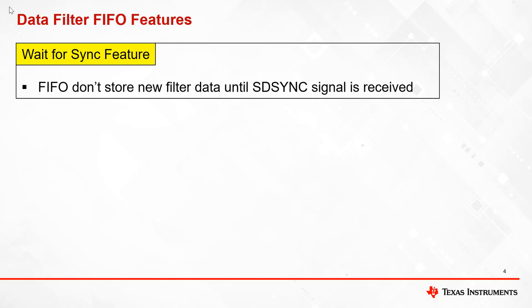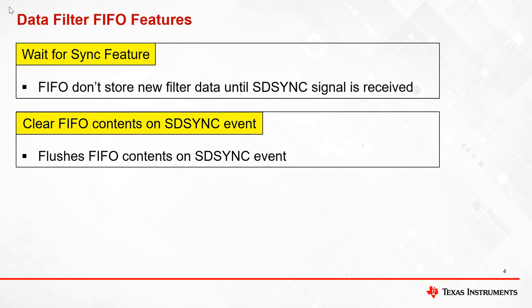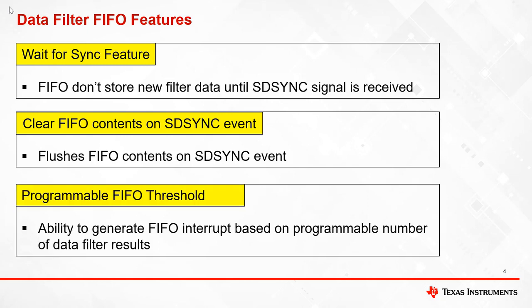Let's look at some of the data FIFO features. Wait for sync feature. This allows user to ignore new filter data until an SDSync event is received from PWM. Clear FIFO contents on SDSync feature. This allows user to automatically clear FIFO contents on an SDSync event. Programmable FIFO threshold feature. This allows user to generate FIFO interrupt only after it receives programmable number of data filter results.